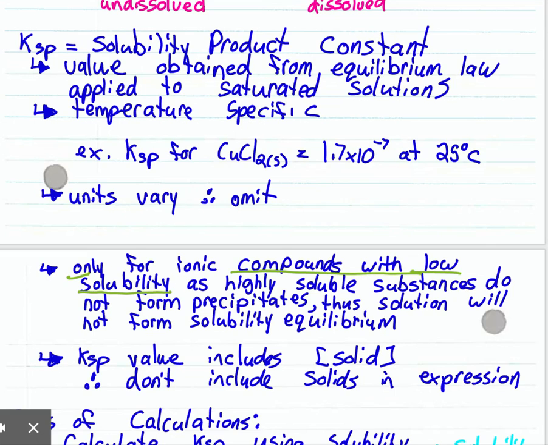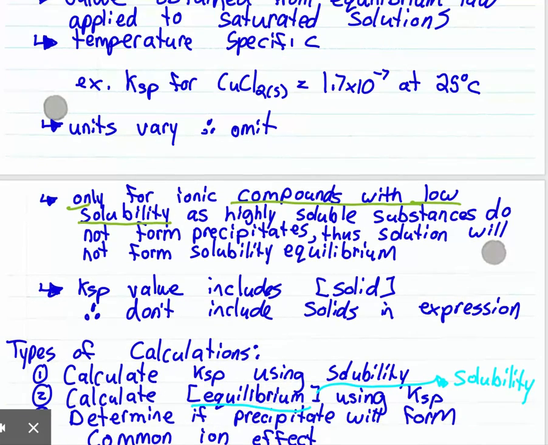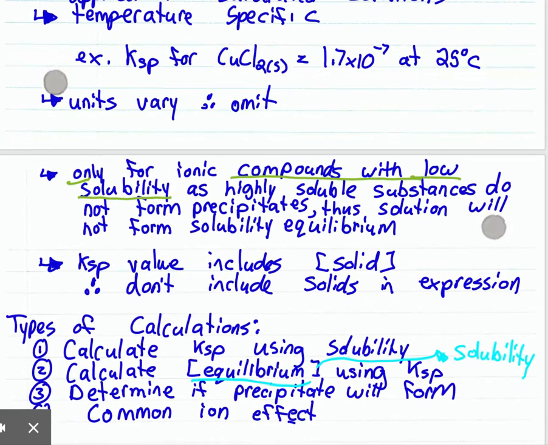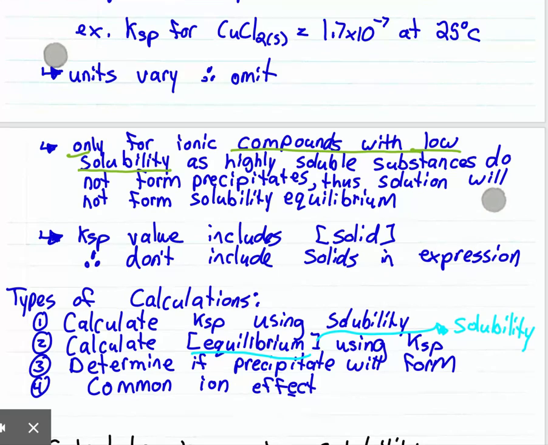All right, so when we are working with KSP, there are 4 types of calculations. One is calculating KSP using solubility. Another one is determining equilibrium concentration using KSP, and sometimes you'll see it referred to as calculating solubility using KSP. The third one is determining if we'll get a precipitate, and the fourth one is the common ion effect. In this video, we're going to take a look at calculations number 1 and number 2.